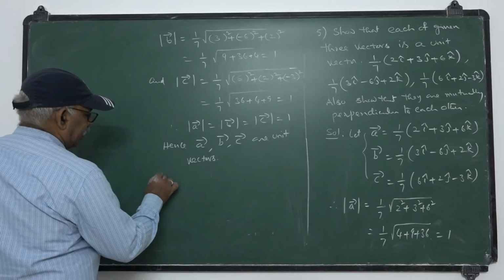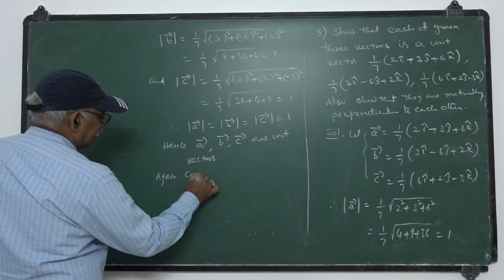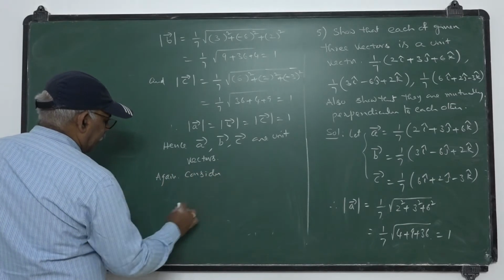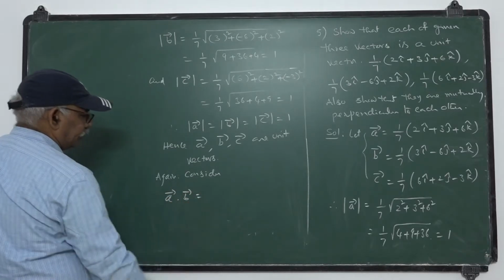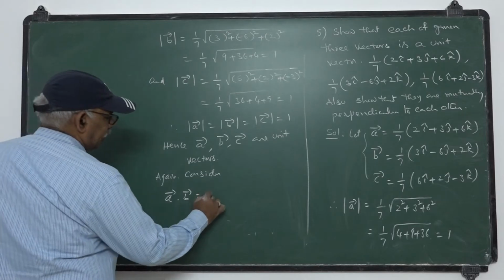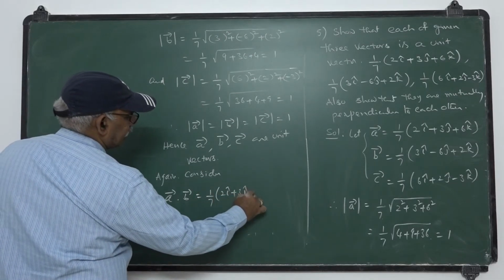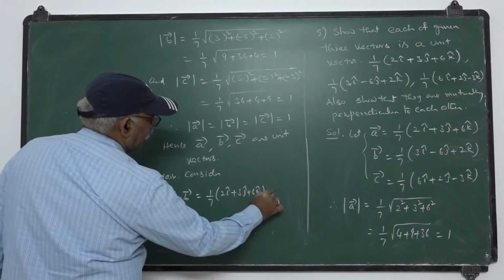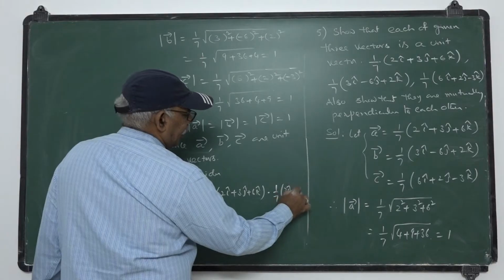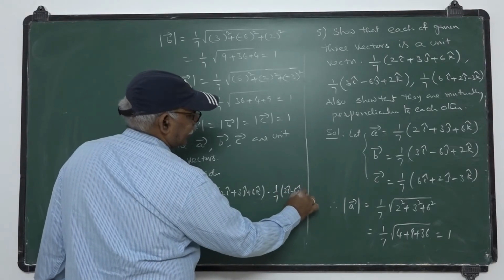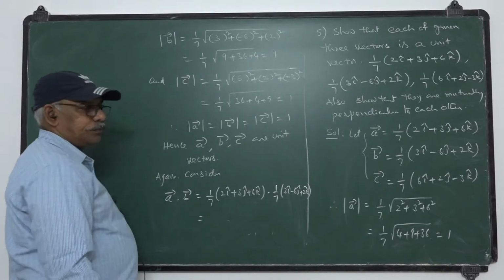Similarly, again, consider the dot product of A bar and B bar. That is 1 by 7 into 2i plus 3j plus 6k dot 1 by 7 into 3i minus 6j plus 2k, taking the dot product of A bar and B bar.